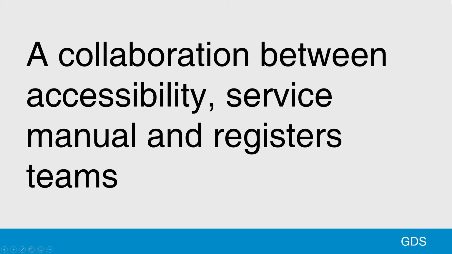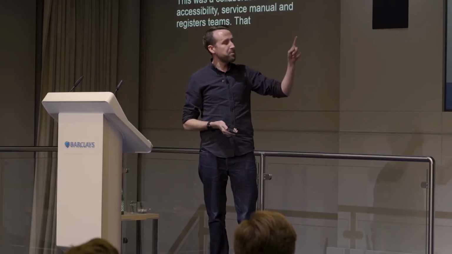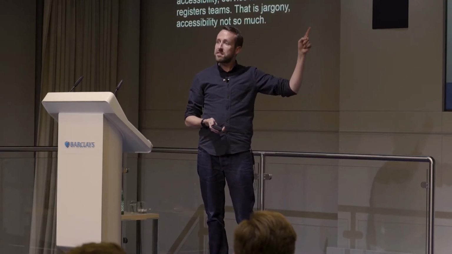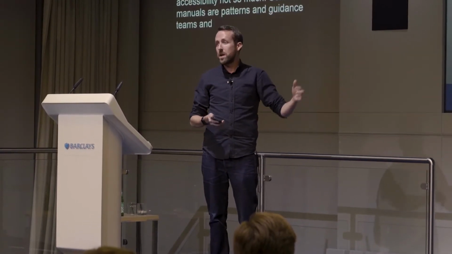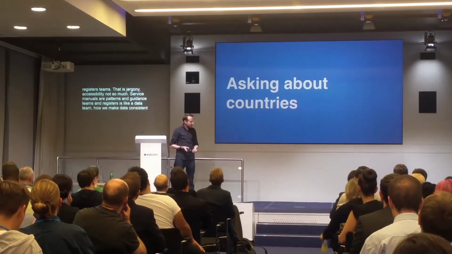This was a collaboration between the accessibility, service manual and register teams. That's quite jargony. Accessibility not so jargony, everyone here should know about that. Service manuals basically are a patterns and guidance team, and registers is, I'm going to say, a data team, about how we make data consistent across different services.